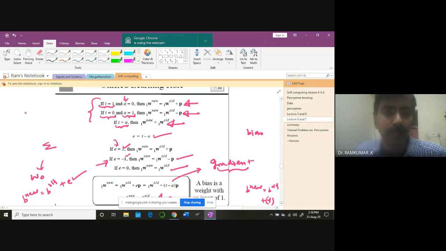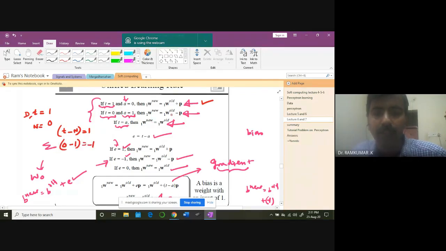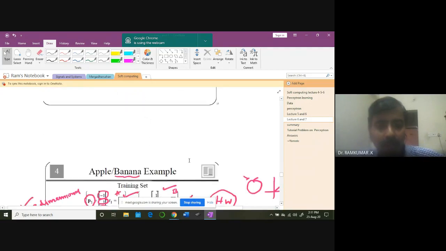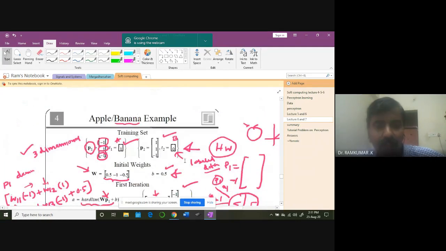When the desired value, the target, is equal to 1, but the neural network output is equal to 0, target minus neural network output is going to be 1. Therefore, new weight is equal to old weight plus P. If T is equal to 0 and the neural network output is 1, you're going to have minus 1, so the new weight is old weight minus P. In general, T minus A is the error, and B new is equal to B old plus error. Error can be added or subtracted. For multi-layered networks, we also saw this with the apple banana example.